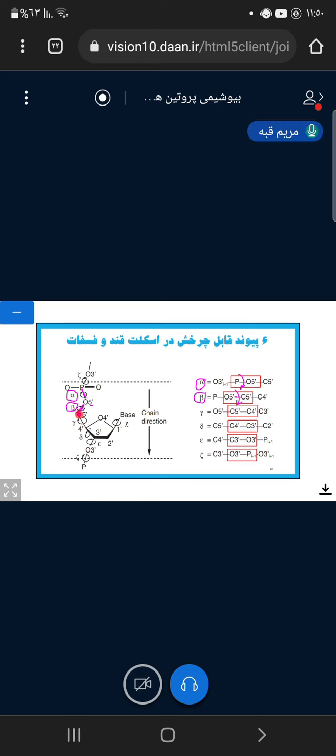Between carbon 5 prime and carbon 4 prime, there is a bond called gamma, and it's rotatable.